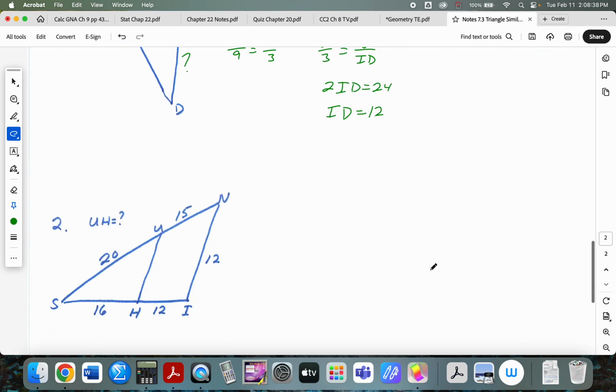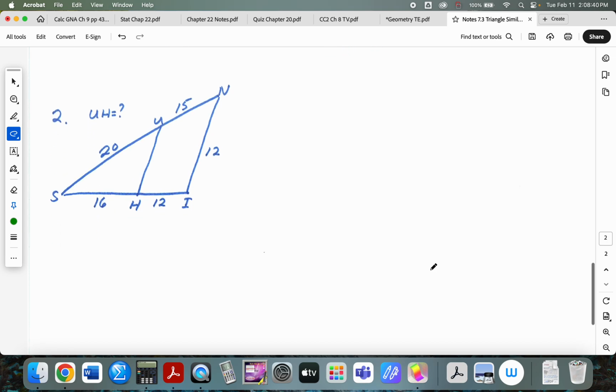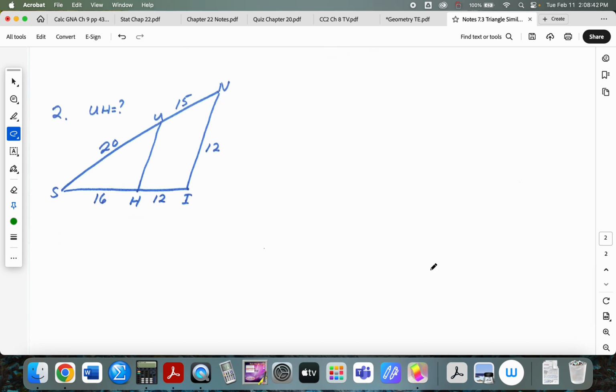All right, one more example. If memory serves, there's one almost exactly like this with different numbers on the test. So since they overlap, I'm going to take them apart and put everything that I know on them.